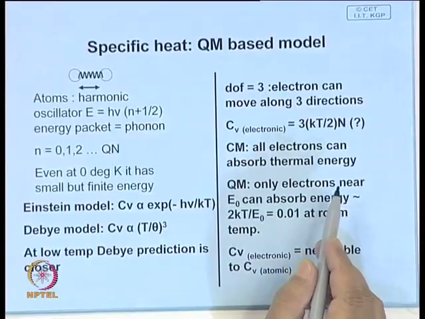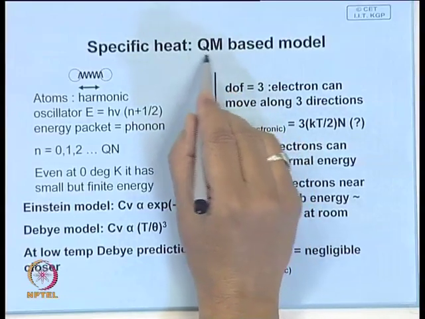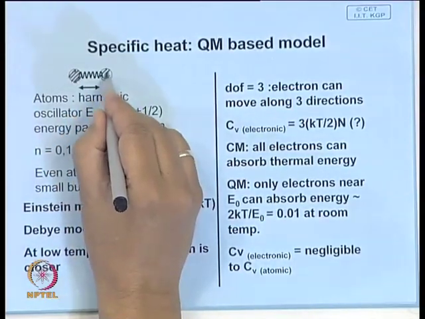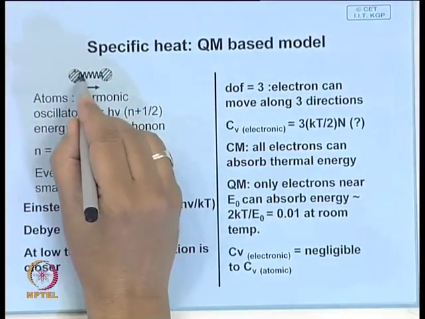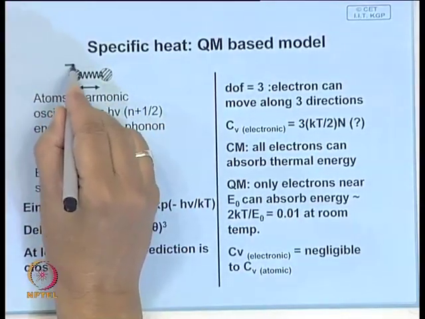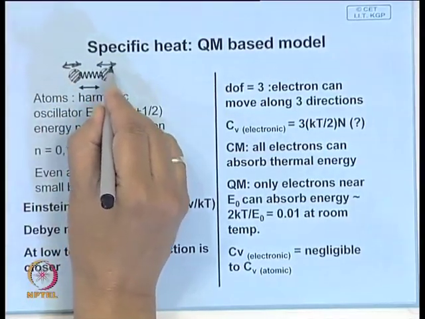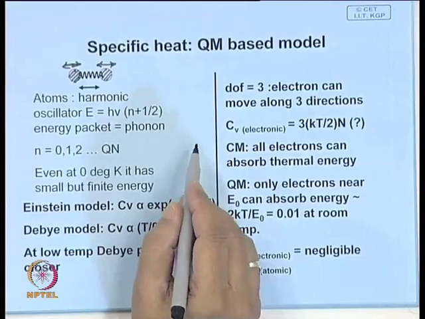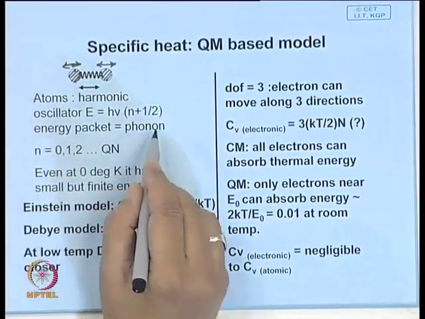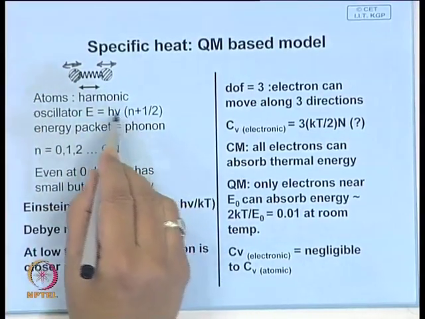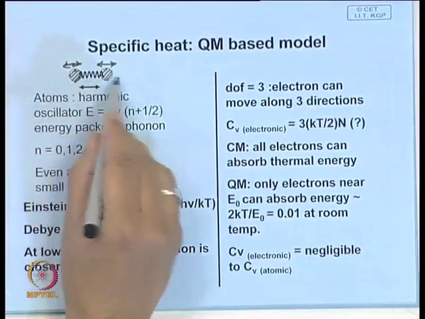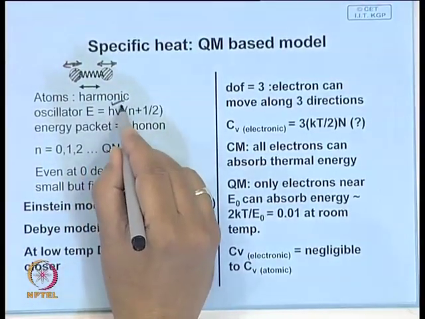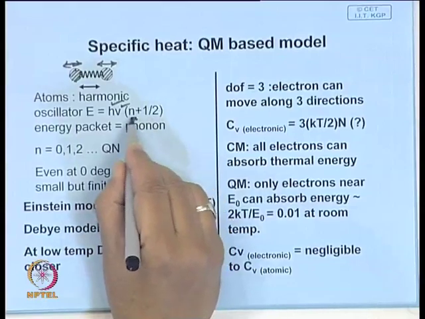Now, to calculate specific heat using a quantum mechanics based model, one thinks of atoms which are arranged in a periodic fashion in a crystal, as if they are connected by springs, and these atoms keep on oscillating about their mean position of rest. And this oscillation frequency is a function of temperature. Now, in the quantum mechanical model, it is assumed that this oscillator can have certain specified levels of energy, which is given by this. This is Planck's constant, this is the frequency, this is a quantum number, n plus half.